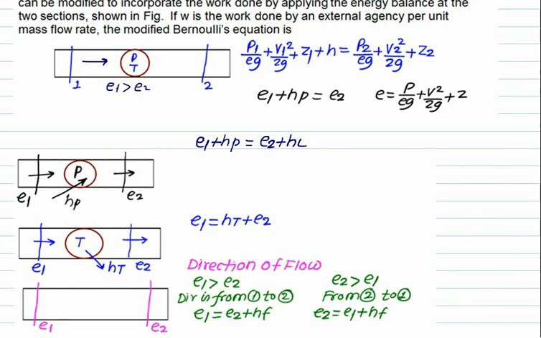Whenever they ask you to find the direction of flow, simply compute E1 and compute E2. That is P1 by rho g plus V1 square by 2g plus Z1, and P2 by rho g plus V2 square by 2g plus Z2. Once you compute this, numerically check the values of E1 and E2. If E1 is greater than E2, the direction of flow is from 1 to 2. In that case, if you convert this inequality to equality, you have to write HF on the E2 side. And if E2 is greater than E1, then the direction is from 2 to 1. In that case, since E2 is more, we have to write HF on the E1 side.